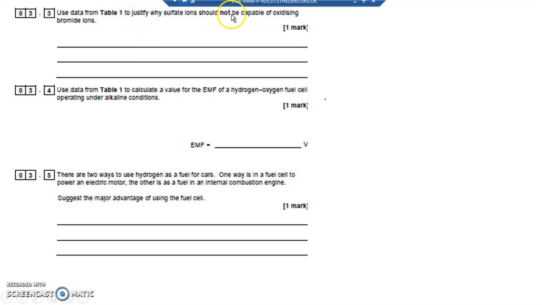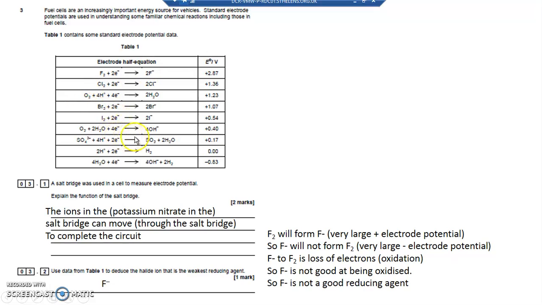Justify why sulfate ions should not be capable of oxidizing bromide ions from the data. So let's have a look at sulfate ions. Sulfate ions are these, SO4 2 minus, with plus 0.17 if that goes ahead. Bromide ions are here, Br minus. If we reverse that, it becomes minus 1.07. So plus 0.17 minus 1.07, if the bromide ions are going in the opposite direction, gives a negative value.